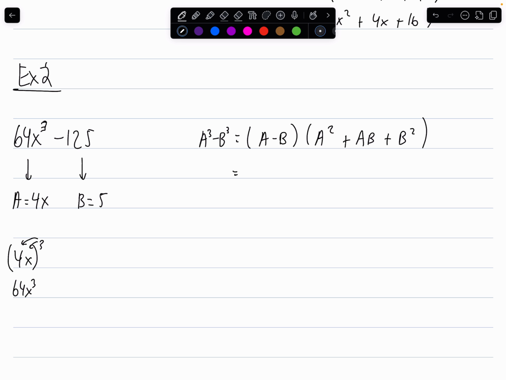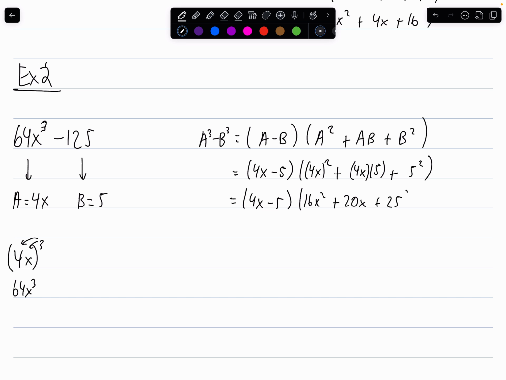Okay, let's plug it into our equation. You're going to get 4x minus 5, and then here, you're going to get 4x squared plus 4x times 5 plus 5 squared. And let's simplify this equation. You'll get 4x minus 5 times 16x squared plus 20x plus 25. And there you have it. This is your answer.